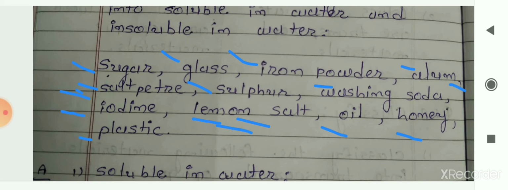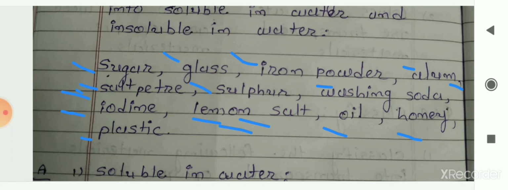So now let me classify all of these. First, sugar. Sugar is soluble in water. Next is glass. It is insoluble in water. Then next is iron powder. It is also insoluble, you cannot mix it in water. Next is alum. It is soluble in water. Then saltpeter. It is also soluble in water.